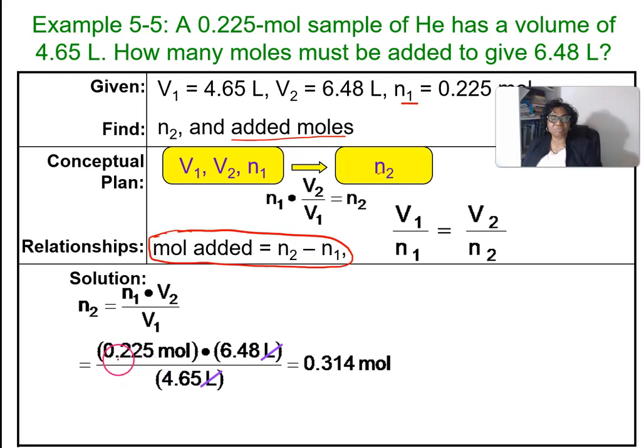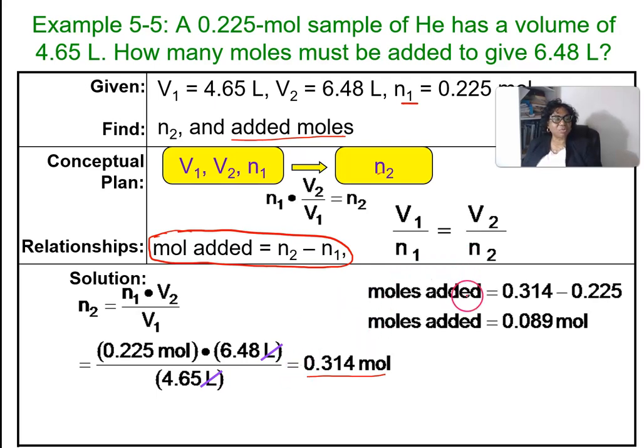That's our N1. This is our V2 and this is our V1. When we do that calculation, our answer is 0.314 moles. Three significant figures, that's your answer. If you put it in the calculator, you will not get exactly this, so you have to round it off. To get the added number of moles, it's just N2 minus N1. And what was added was 0.089 moles.